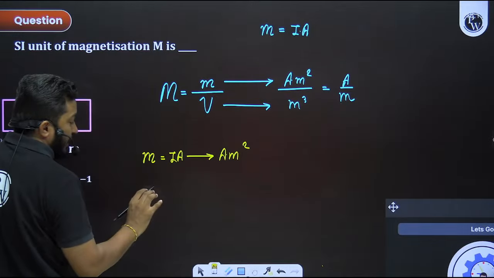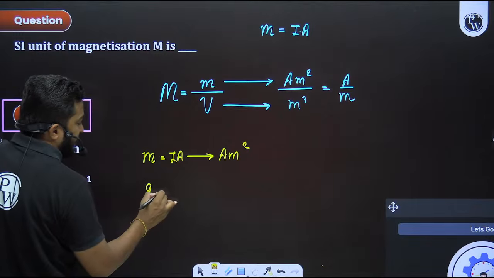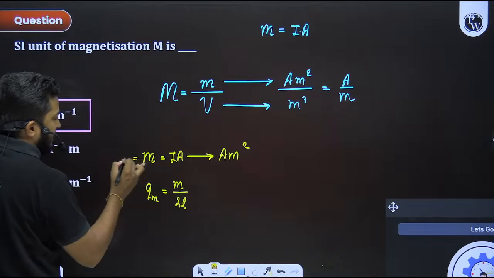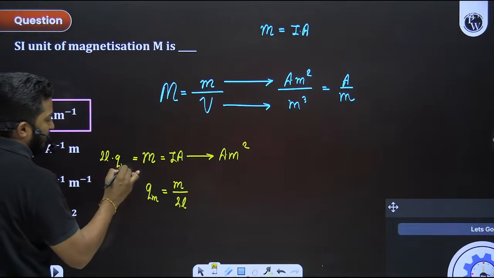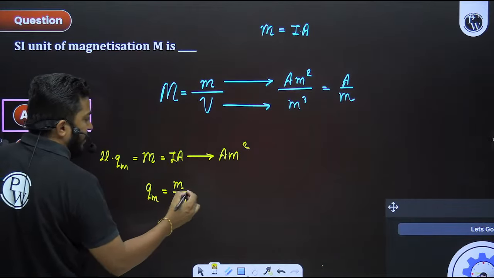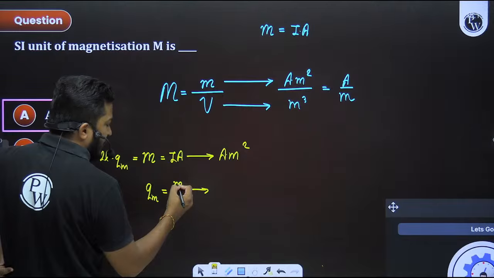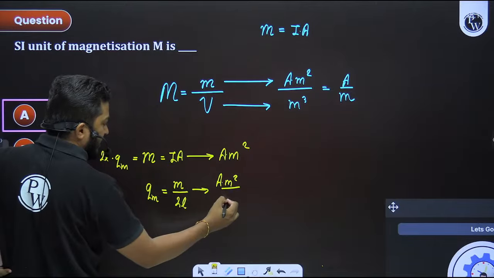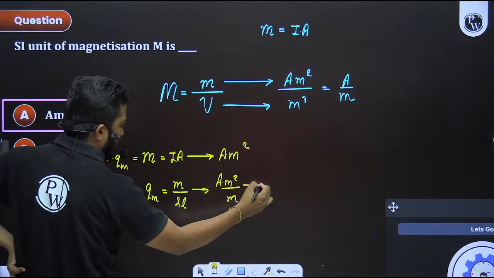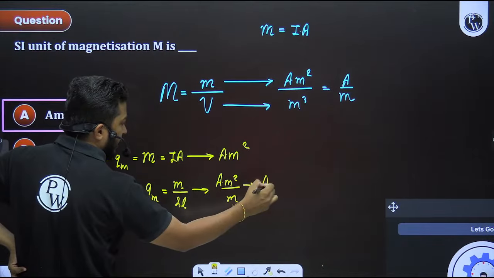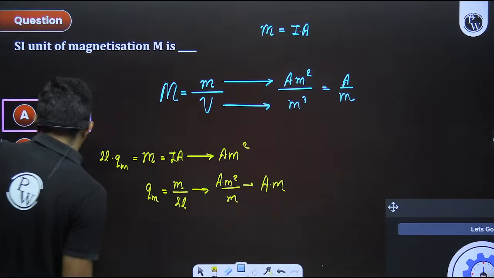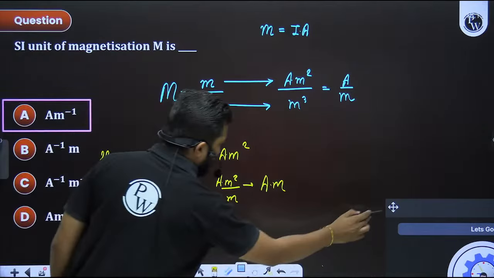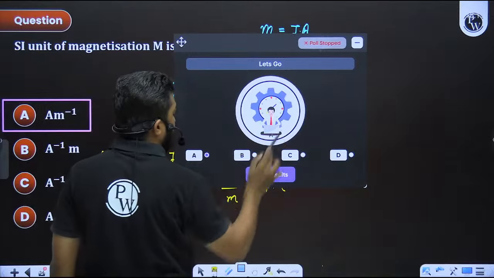Also make the unit for the magnetic charge: Qm is equal to m divided by twice L, as m is equal to twice L into Qm. Perfect, sir. So Qm is m divided by twice L. The unit of m is ampere meter square, and the unit of distance between the two magnetic charges is meter. So the final unit for the magnetic pole is ampere into meter. It is also not in your given options, so it's good. Option A is the perfect answer.